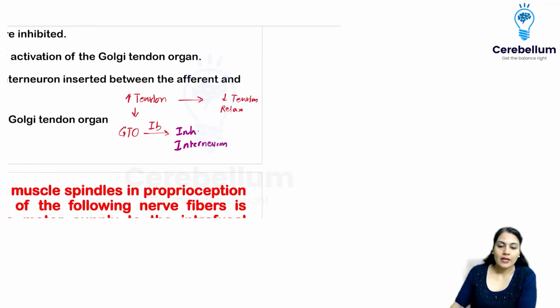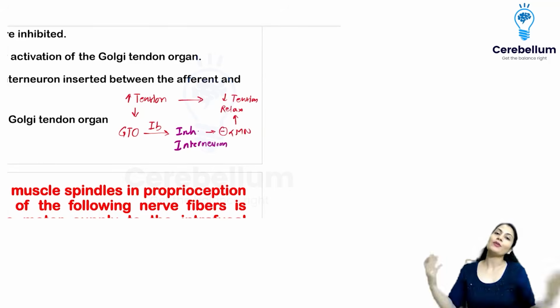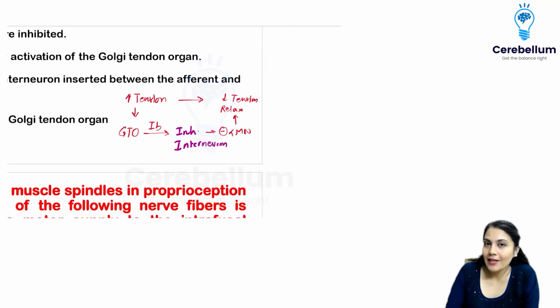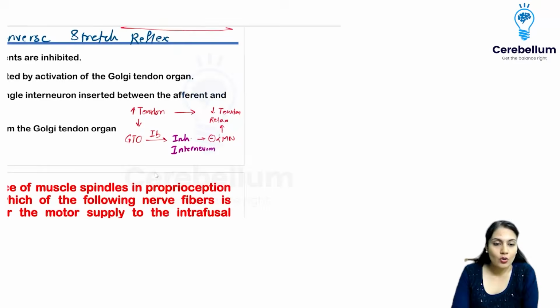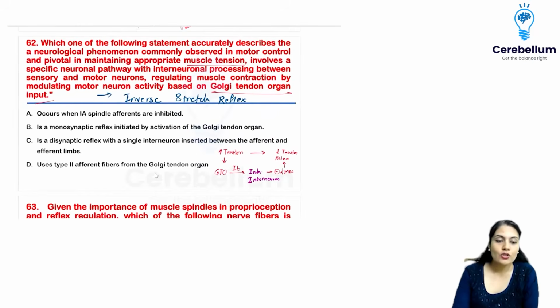As the name suggests, it is an inhibitory interneuron. So it goes and inhibits the alpha motor neuron. This alpha motor neuron is going to get inhibited. Alpha motor neuron is responsible for voluntary contraction of the muscle. Since I'm inhibiting the alpha motor neuron, the muscle will be relaxed, right? And that's why the tension of the muscle is going to get decreased. Golgi tendon organ, muscle tension is going to be decreased.